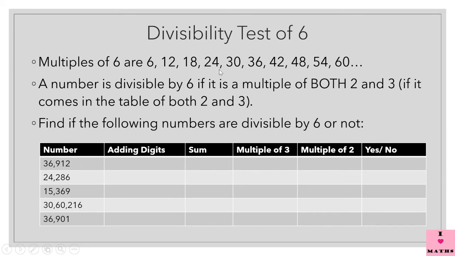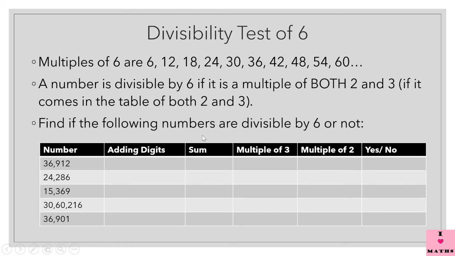24. 2 12s are 24 and 3 8s are 24. So, 24 also comes in the table of 2 as well as 3. Now, 30. 2 15s are 30. 3 10s are 30. So, 30 comes in the table of both 2 and 3. So, children, you have seen that all the multiples of 6 are also the multiples of both 2 and 3.